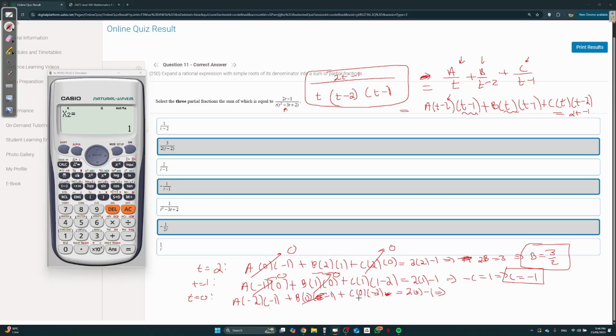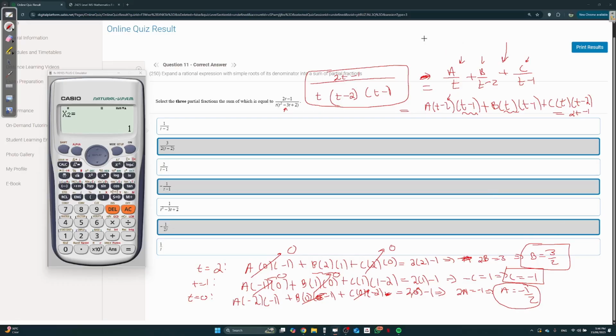So this cancels, and you're going to get 2a equals negative 1. So therefore a is equal to negative 1 over 2. Yalla, you're done. You found a, b, and c. So let's substitute them back into our partial fraction.